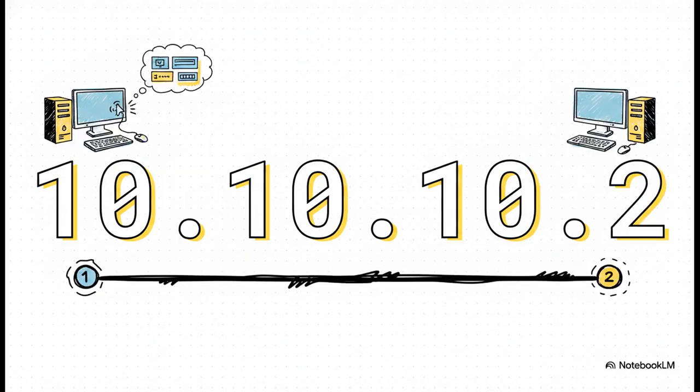Next up, we do the exact same thing for the second computer. We click on it, go to desktop, then IP configuration, and we're going to give it the IP address 10.10.10.2. So the absolute key takeaway here is that both computers now have their own unique logical identities on our little two-node network. 10.10.10.1 is wired directly to 10.10.10.2.